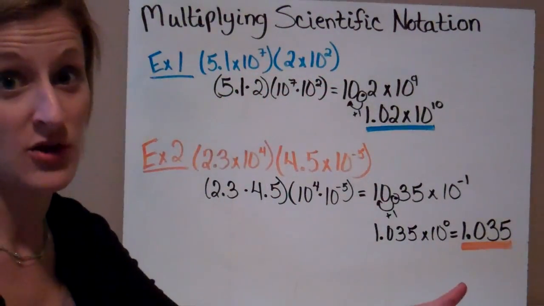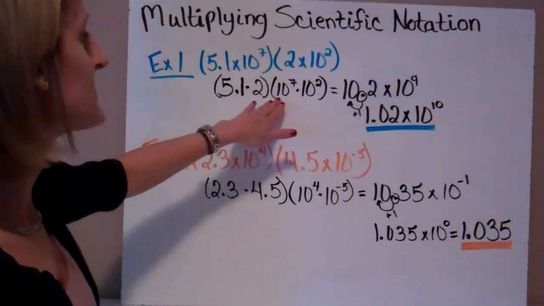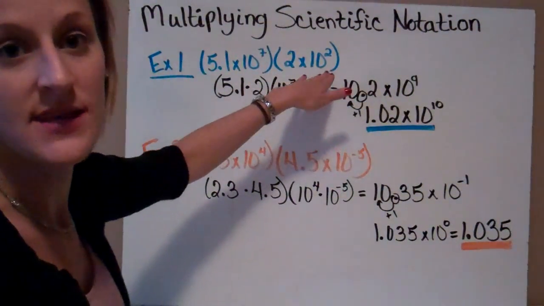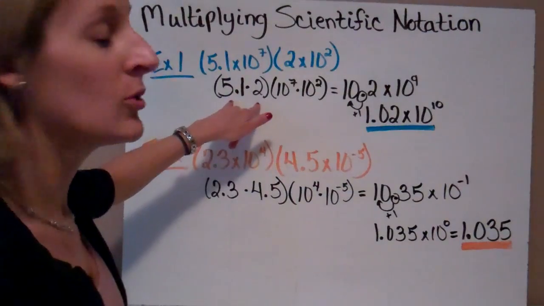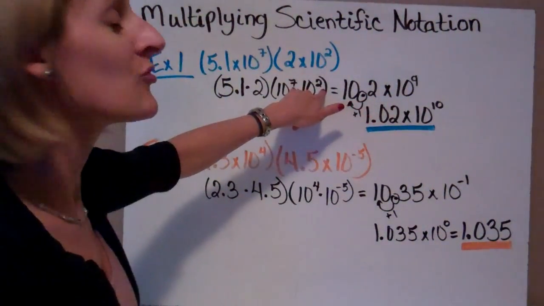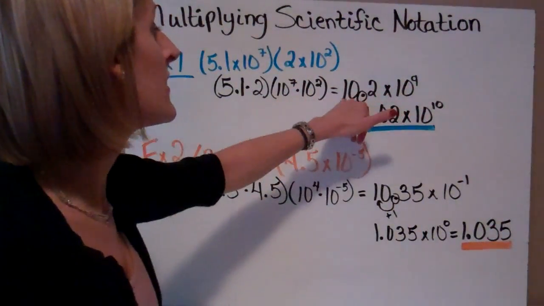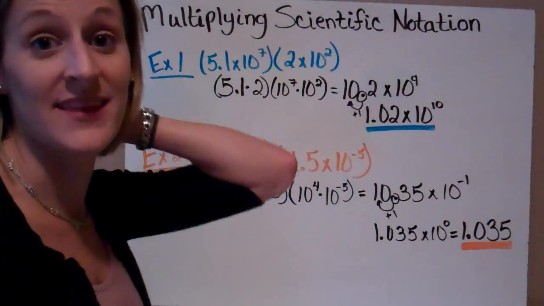Remember, when multiplying binomials or exponents, you're going to apply that here. So I'm going to have 10 to the 7th times 10 to the 2nd. Now, 5.1 times 2 is 10.2. Okay, here, same base, add exponents. 7 plus 2 is 9. Now I get 10.2 times 10 to the 9th.